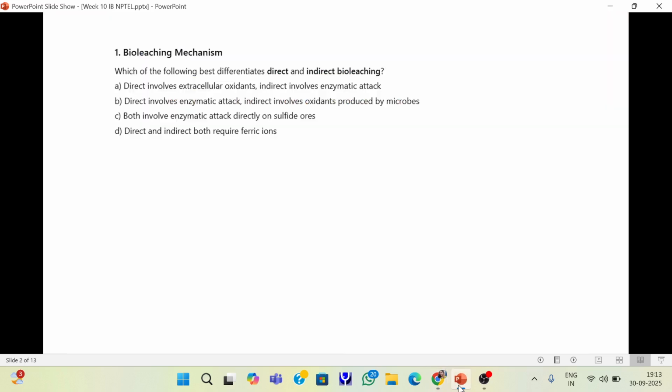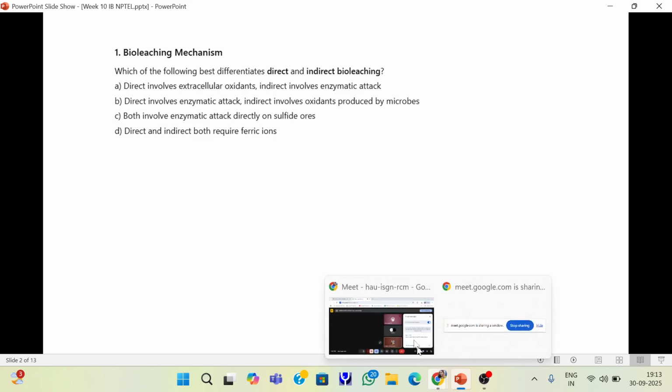So this is from the topic bioleaching mechanism. Which of the following best differentiates direct and indirect bioleaching? A. Direct involves extracellular oxidants, indirect involves enzymatic attack. B. Direct involves enzymatic attack, indirect involves oxidants produced by microbes. C. Both involve enzymatic attack directly on sulfide ores. D. Direct and indirect both require ferric ions. Start answering.